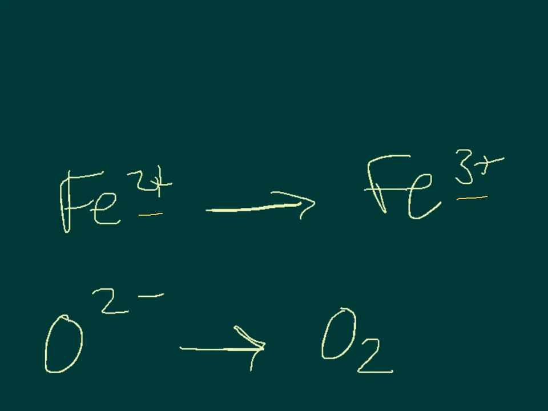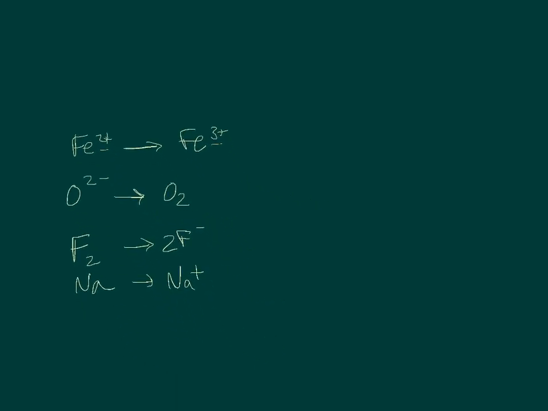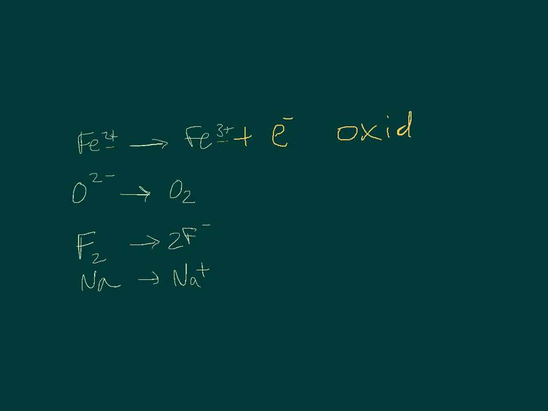So it's actually written, or should be written, as Fe2+ going to Fe3+ plus an electron. When it loses or gives up that electron, it is being oxidized. So this iron is being oxidized. Okay. Let's take a look at the oxygen species.